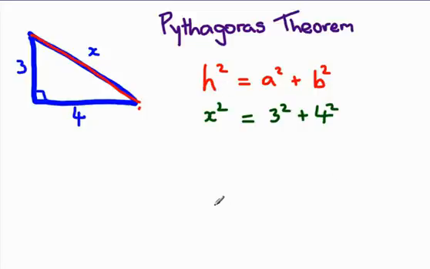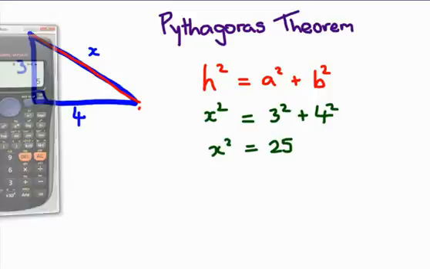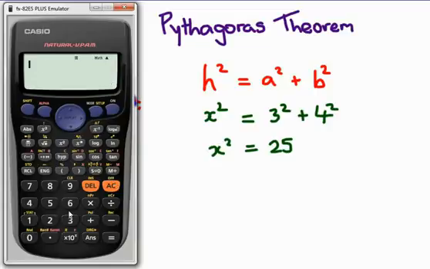Our next step is to use our calculator, because we want a value for x squared. Now, you could probably work this out in your head quite easily. 3 squared, 3 times 3 is 9, plus 4 squared, 4 times 4, that's 16. 9 plus 16 is equal to 25. If this was slightly more difficult numbers, then you could use your calculator. Let's just use the calculator to show you where the buttons are. 3, and here's your squared button. 3 squared plus 4 squared equals 25.